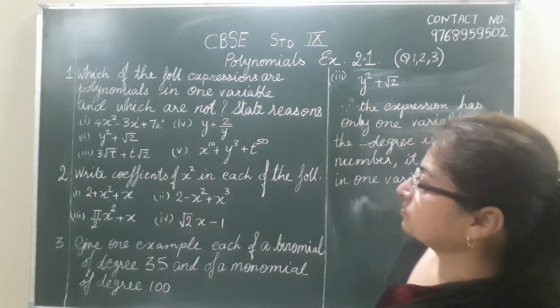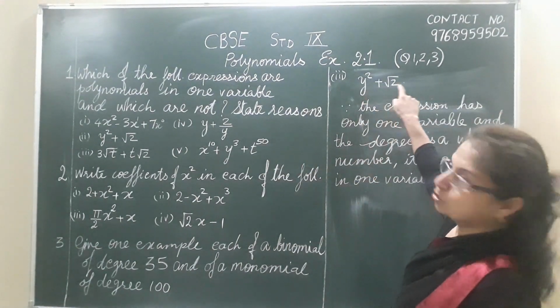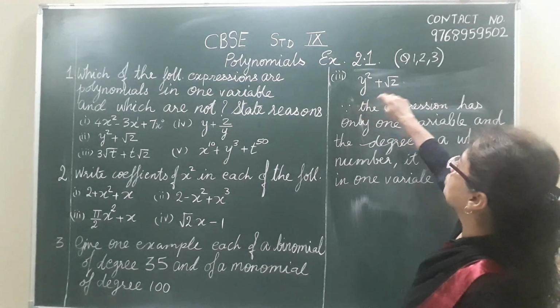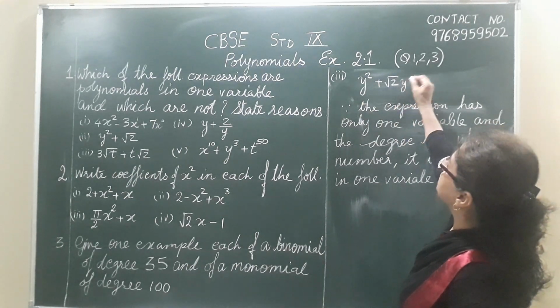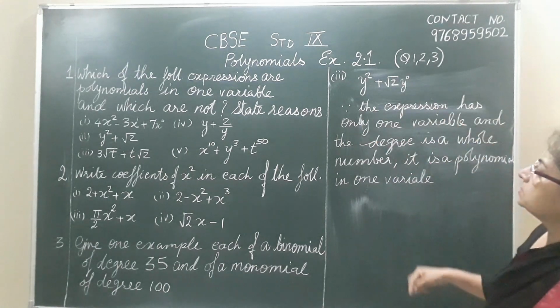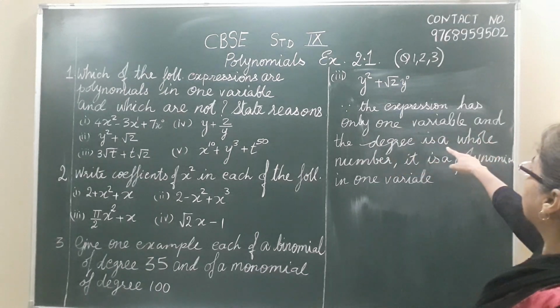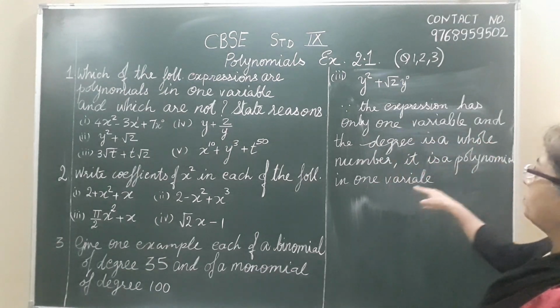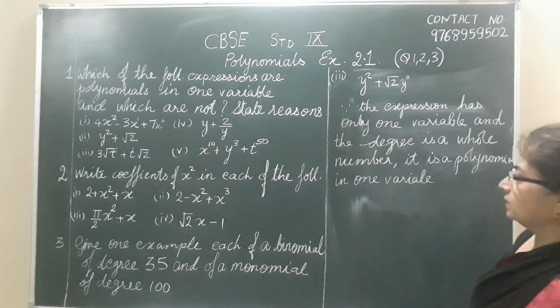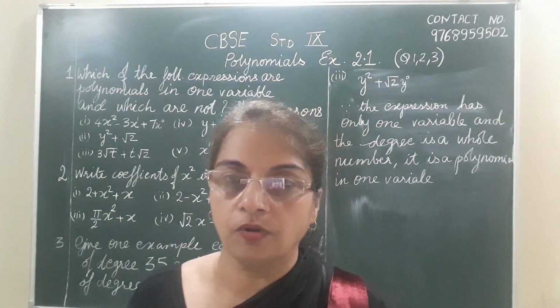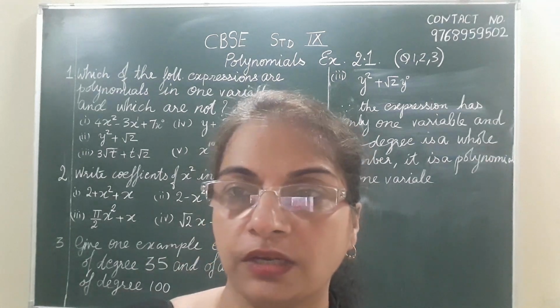Third question, y square plus root 2. Now you see the degree over here of y is 2, and root 2 I can express as root 2 times y raised to 0. Now you may explain this. Since the expression has only one variable and the degree is a whole number, therefore it is a polynomial in one variable. In certain schools they simply ask if it is a polynomial or not, so you don't have to give a big explanation.